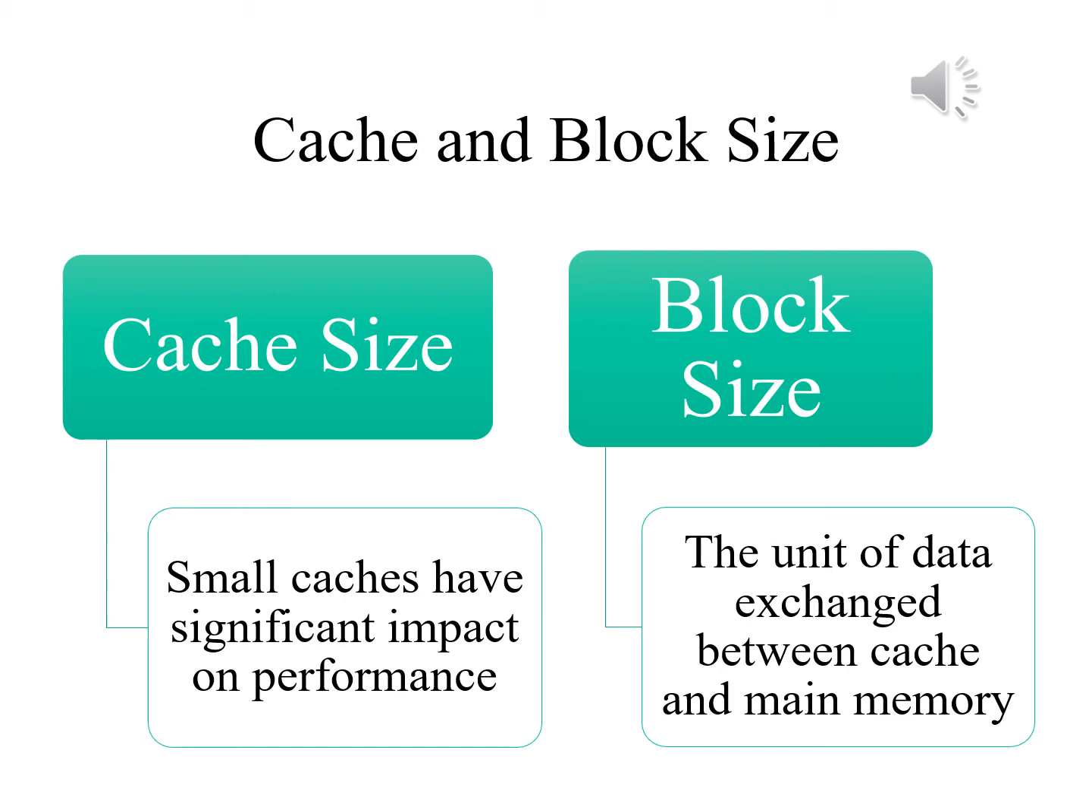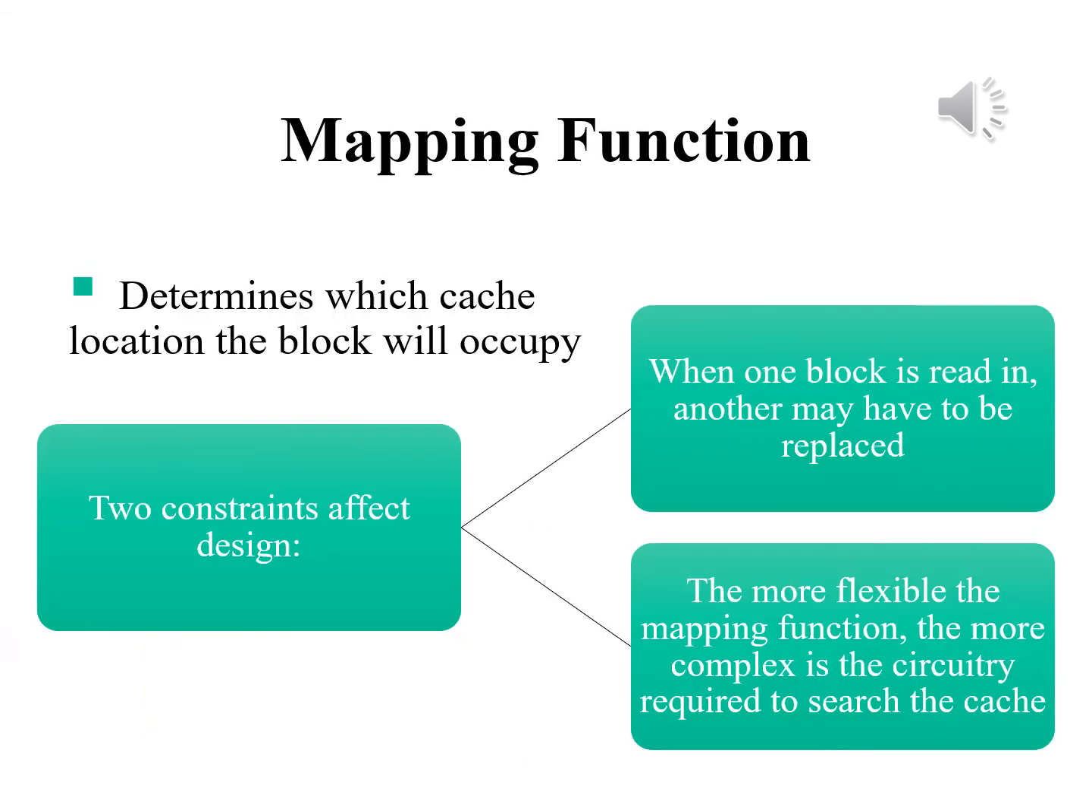As the block size increases, more useful data are brought into the cache. The hit ratio will begin to decrease, however, as the block becomes even bigger and the probability of using the newly fetched data becomes less than the probability of reusing the data that have to be moved out of the cache to make room for the new block.